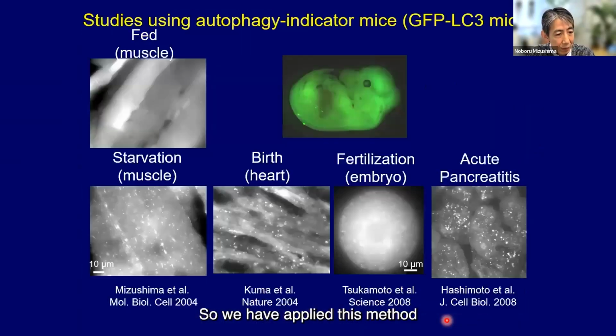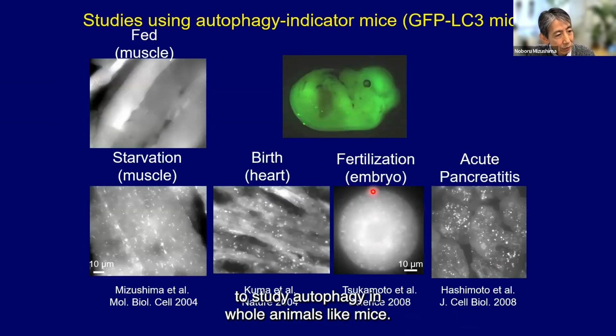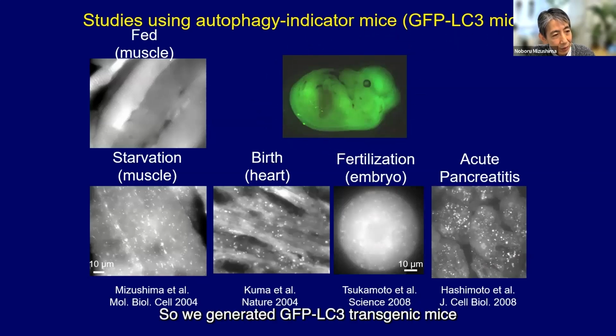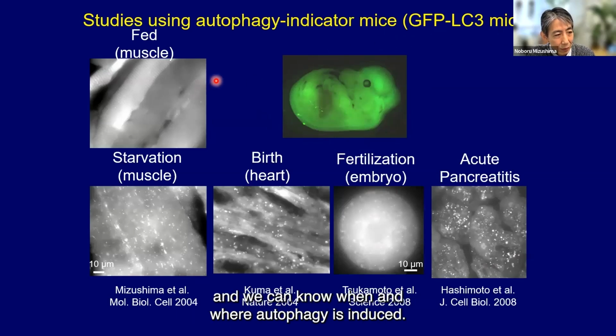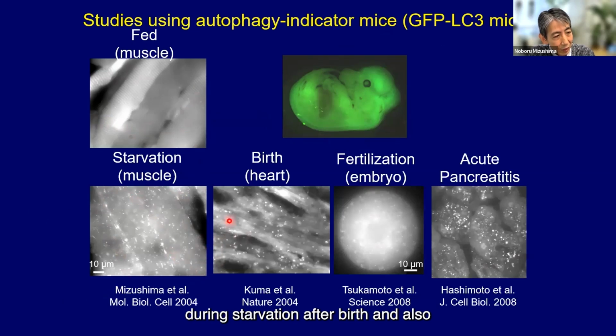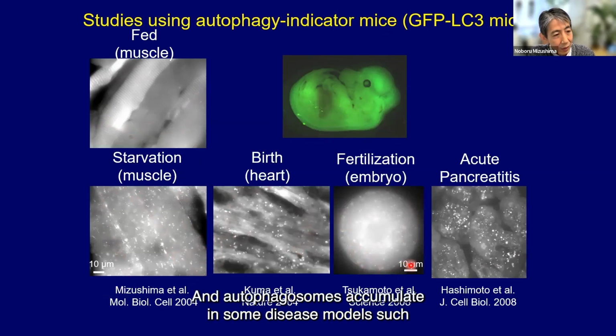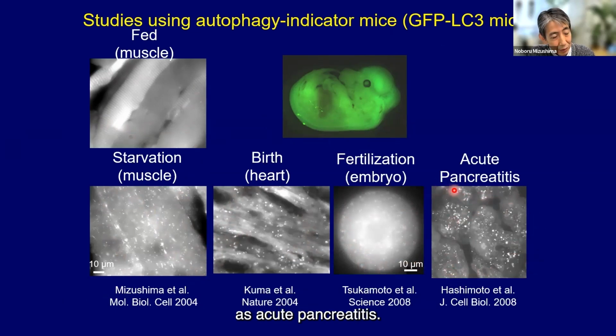We have applied this method to study autophagy in whole animals like mice. We generated GFP-LC3 transgenic mice, and we can know when and where autophagy is induced. For example, autophagy is induced in almost all tissues during starvation, after birth, and also after fertilization. And autophagosomes accumulate in some disease models, such as acute pancreatitis.